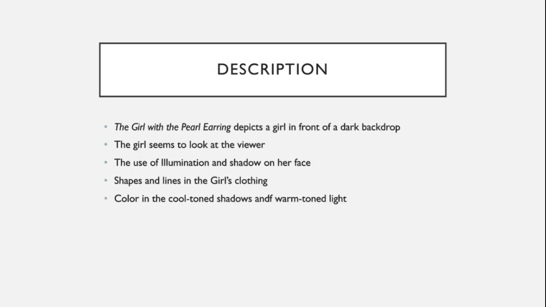The next part of this section is the description. The Girl with the Pearl Earring depicts a girl in front of a dark backdrop. This girl turns her head over her shoulder and seems to look toward or at the viewer. Her skin is illuminated and creates sections of shadow and light across her face. The girl's clothing is composed of edged shapes due to the folds in her garments. Color is used in the cool tone shadows as well as in the warm tone light.